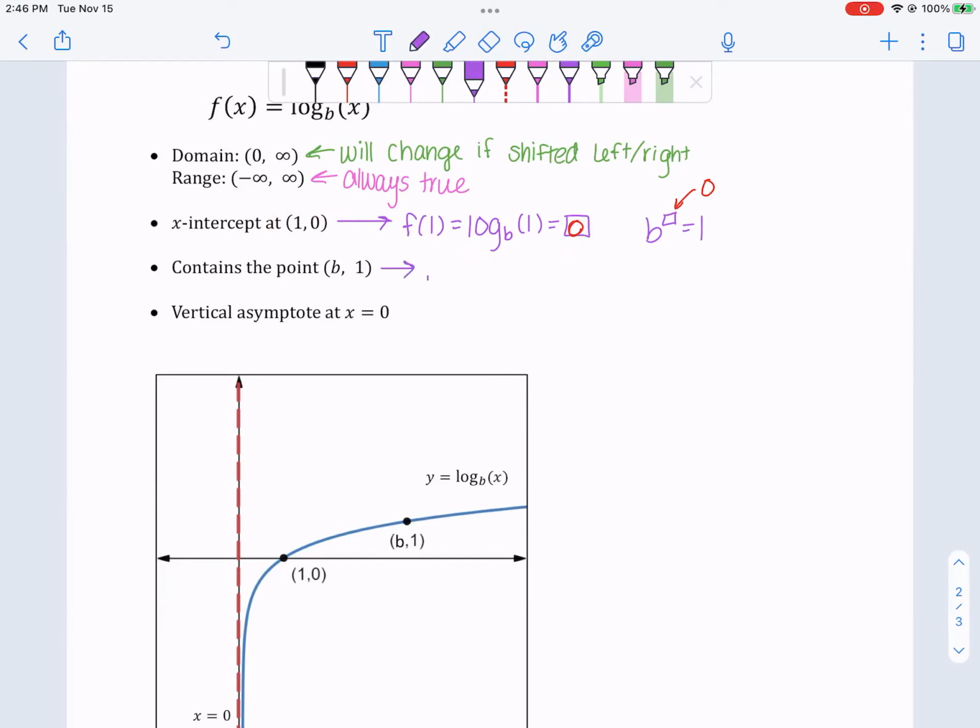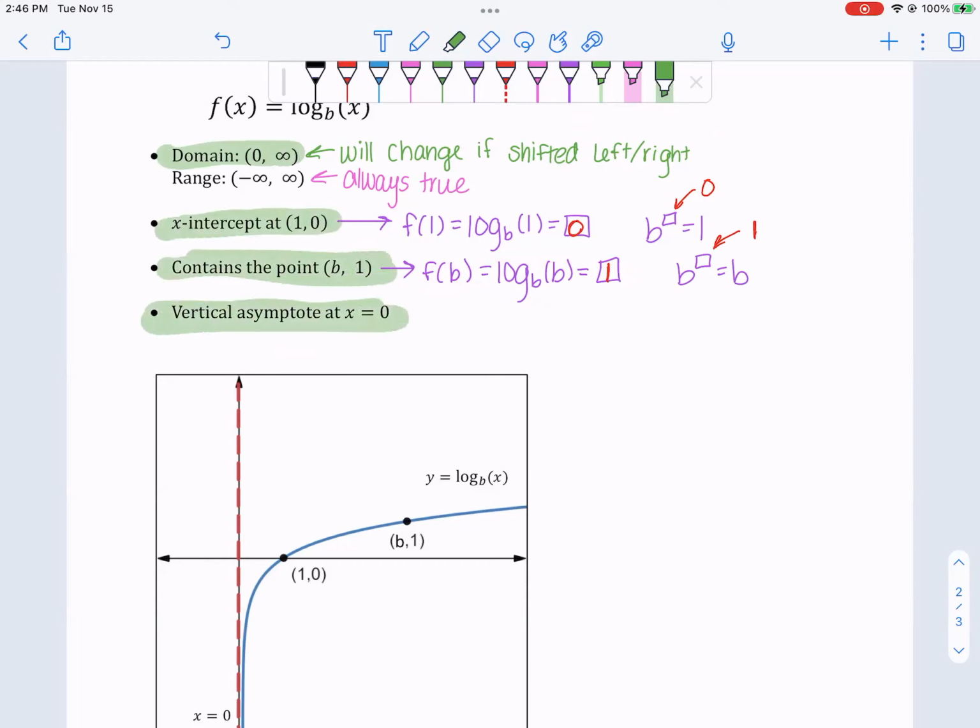If we were to plug in b, f of b, we would have log base b of b equal to something. So b to what power is b? The answer is 1, b to the first power. So f of b is 1, which means (b, 1) is on the graph. And there's a vertical asymptote at x equals 0. This also changes with shifting. This will change if you shift, and this will change if you shift.